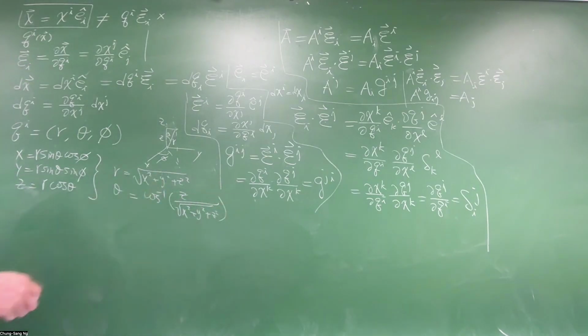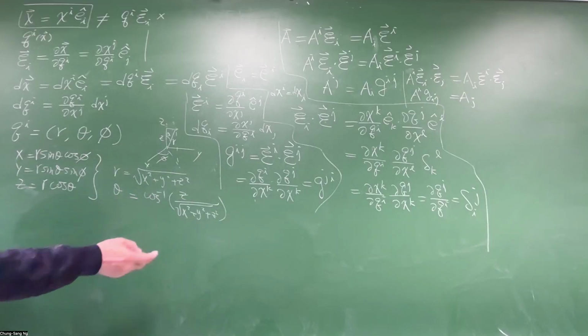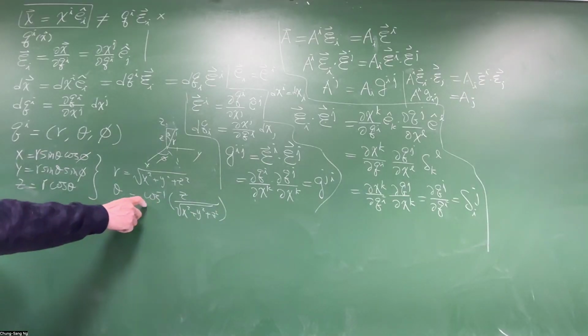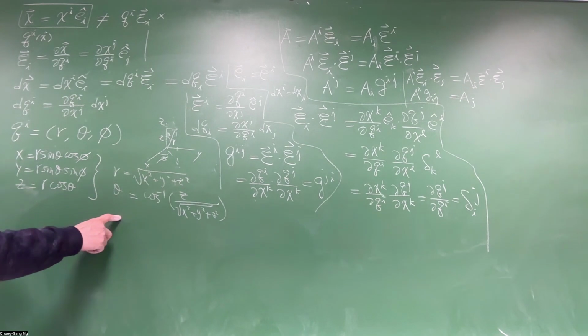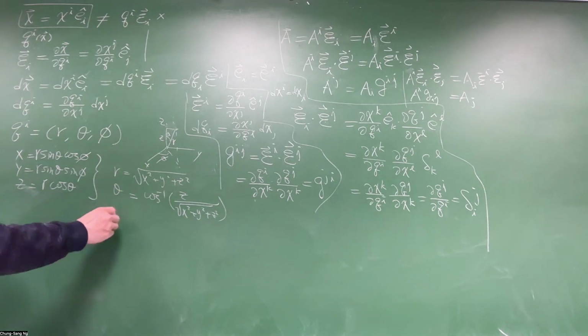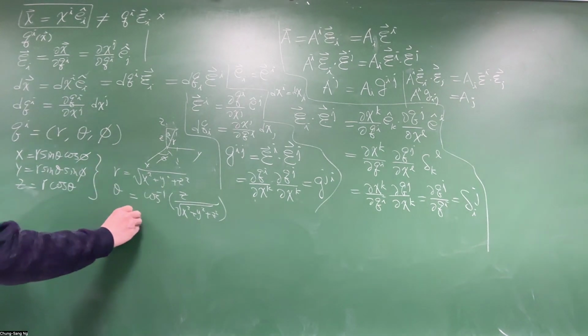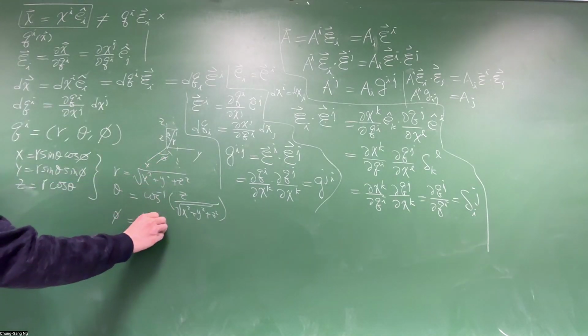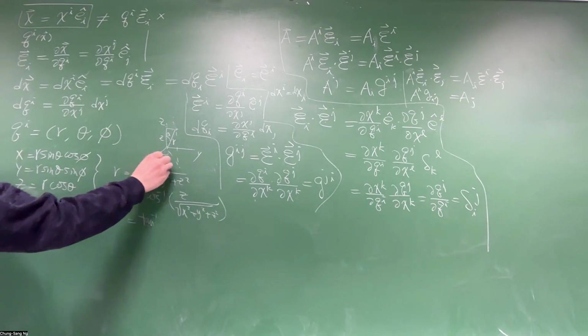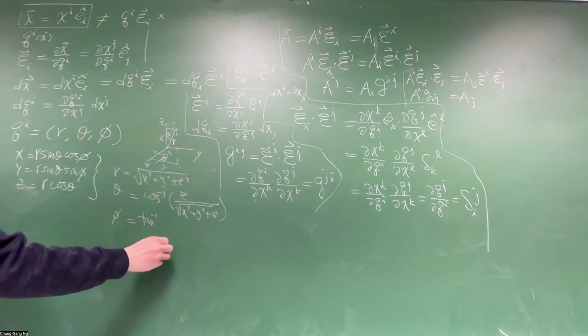Sometimes working with the inverse trigonometric functions can be a little tricky. This becomes a multi-valued function, so you need to be very careful. And then phi is also an arctangent, arctangent of y over x.